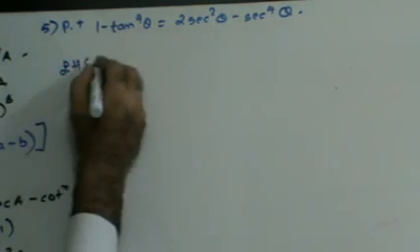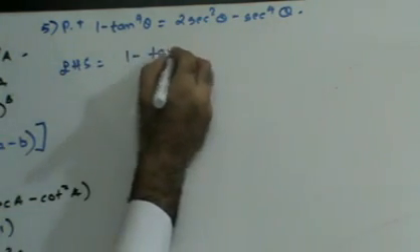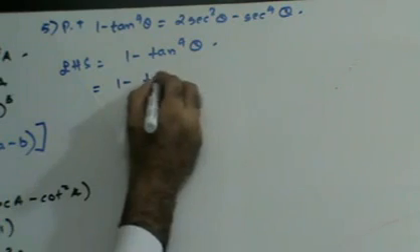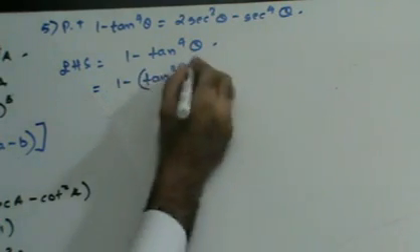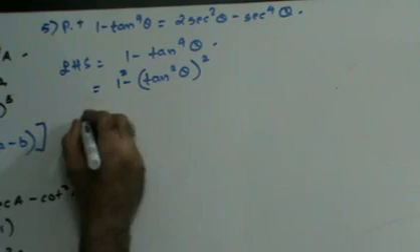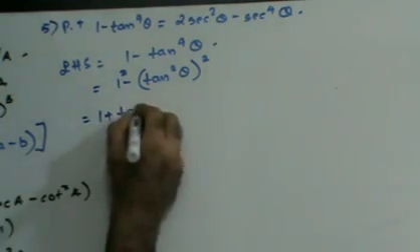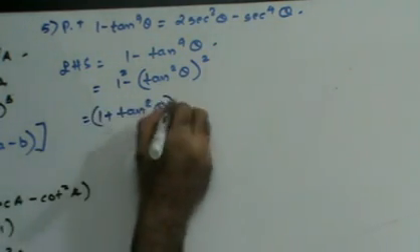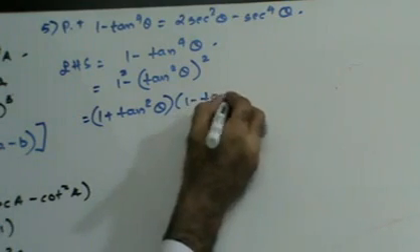LHS is 1 minus tan^4 theta. Guys, please pay attention. 1 minus tan^4 theta can be written as 1 minus tan^2 theta the whole squared. Tan^4 I am splitting as tan^2 the whole squared. 1 can be written as 1 squared. This is in the form a squared minus b squared. A squared minus b squared is (a plus b) into (a minus b).